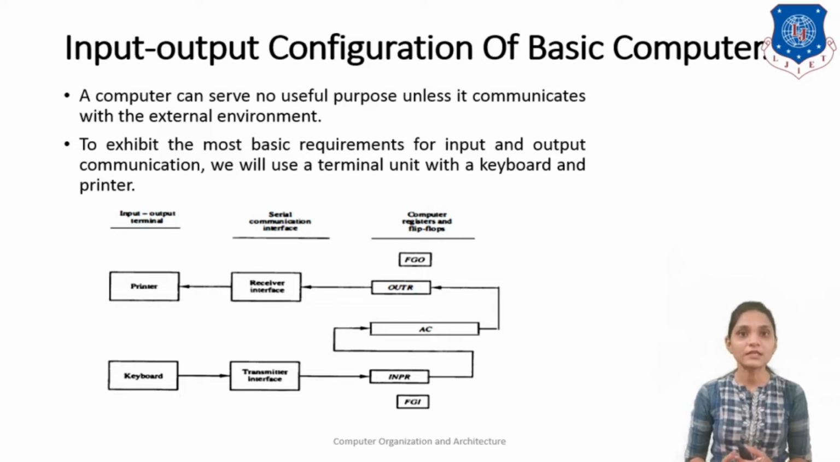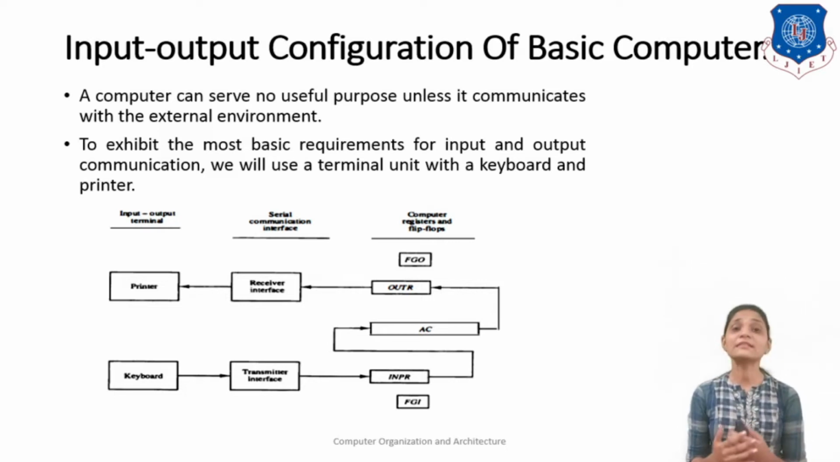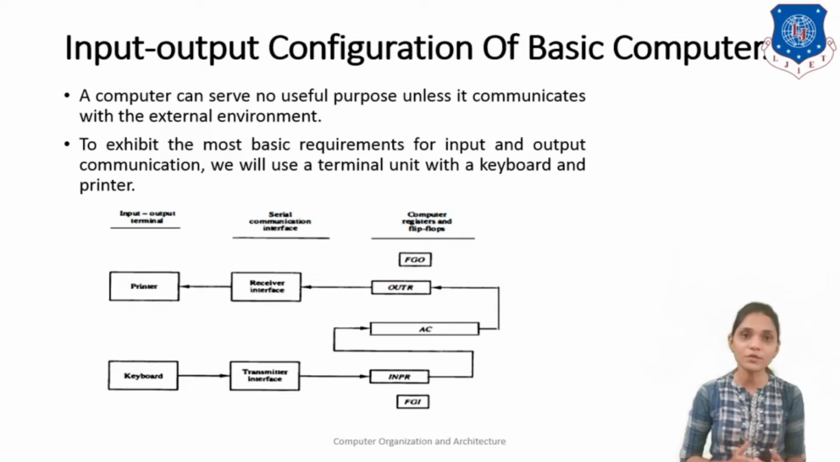This printer is connected with the receiver interface and with the OUTR register, accumulator and INPR register with the keyboard through the transmitter interface. Here we have used the FGO and FGI, which are two flags for this input and output register. OUTR is the output register and INPR is the input register, and these registers can communicate with the CPU through the accumulator register only.